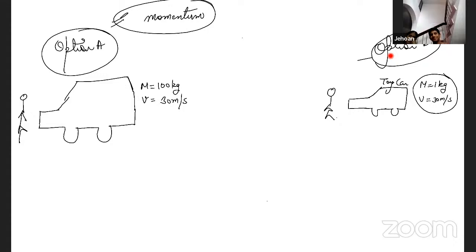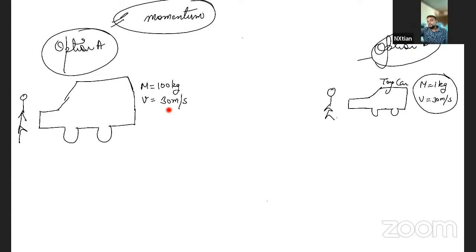Option A. Okay, why option A? Both have the same velocity. You can see here, velocity is 30, and here it is also 30. Then what makes the difference in option A? Why will it take you to the Father? Because it has a higher momentum.